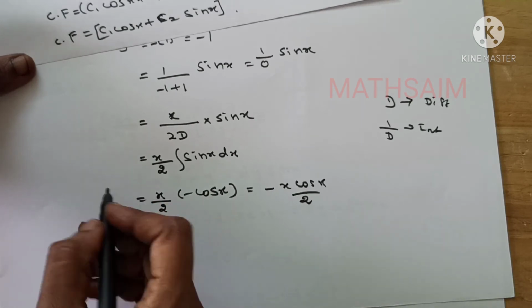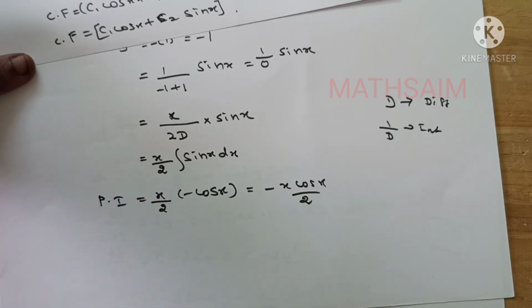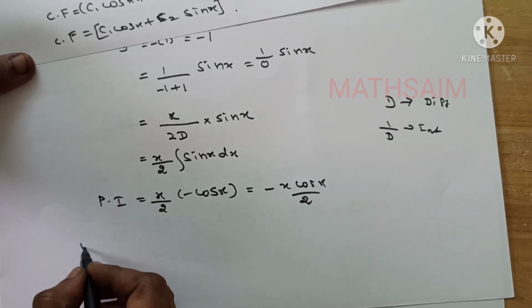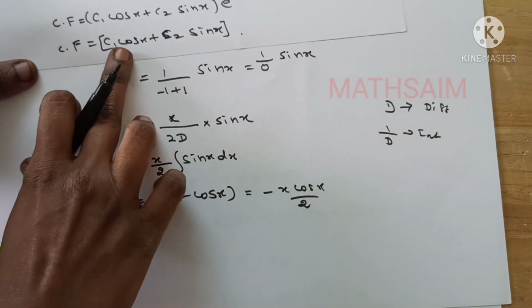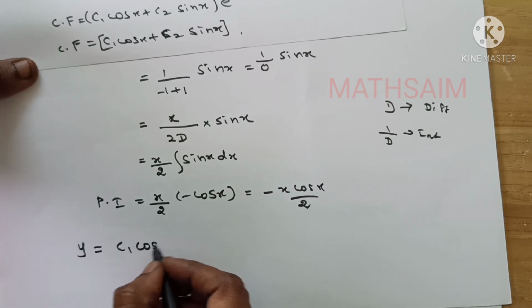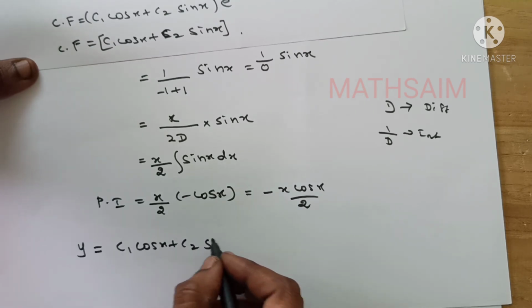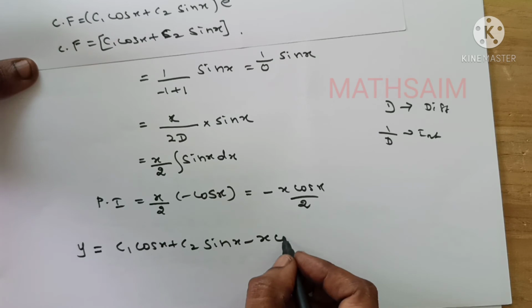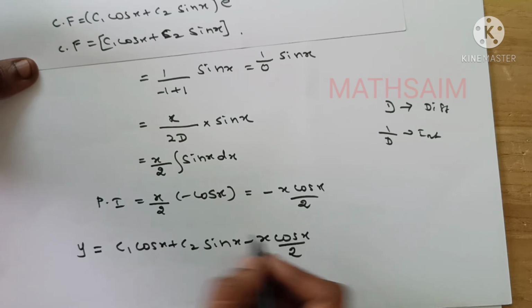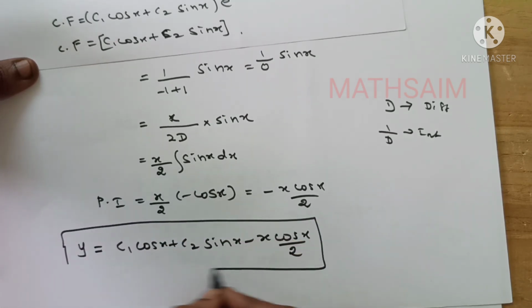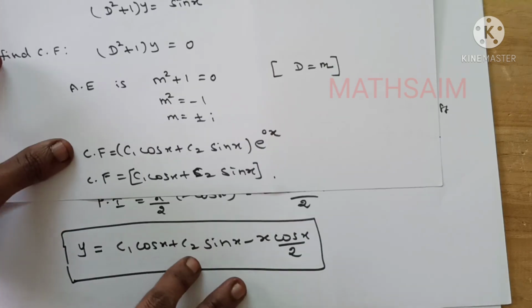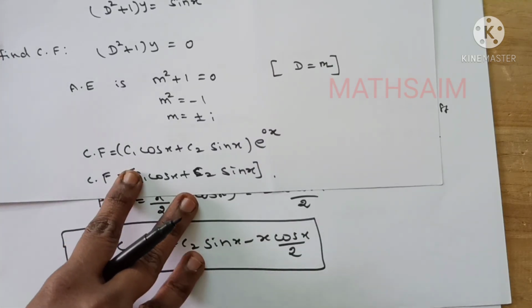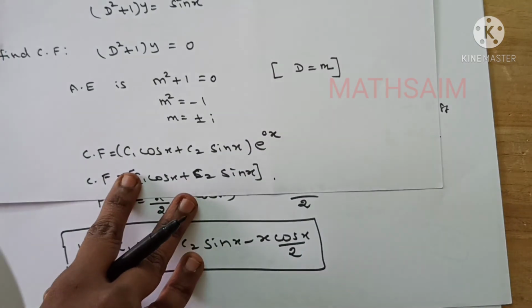Now we are going to add this particular integral and the complementary function. Therefore the complete solution is y equal to c1 cos x plus c2 sin x minus x cos x by 2. This is only the solution of the given equation. But the boundary conditions were given, so using those we are going to find c1 and c2.